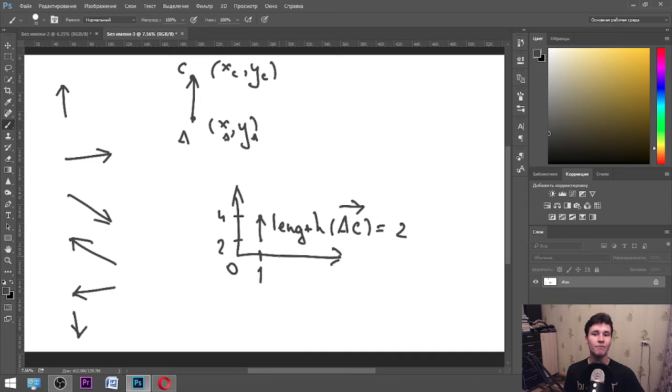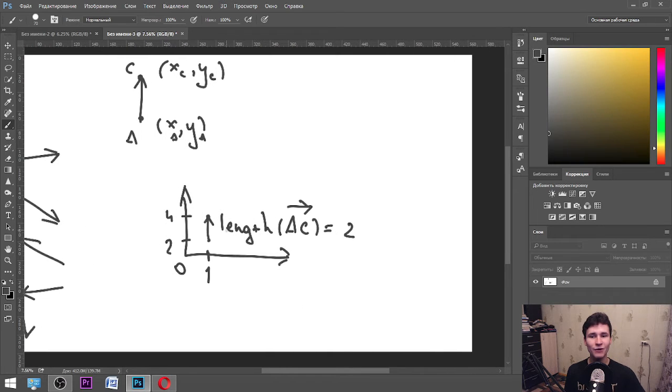Look at this. But how to say what the length of it is with a form of formula, maybe? Let's try to show it. Let's try to make it from this thing. It means that 4 minus 2, and here is 1. But if it will be there, how will we calculate it? So, let's imagine that we have xc minus xa.